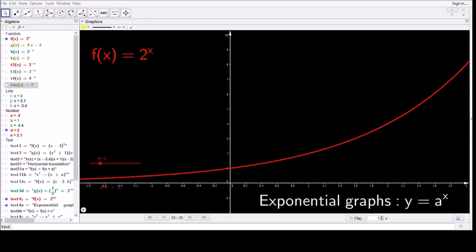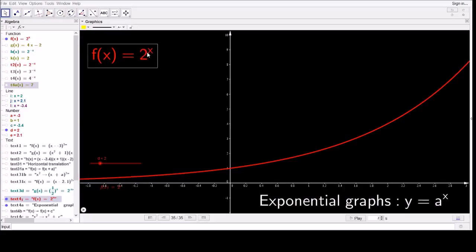In the first part of the lecture, we'll have a look at some graphs of exponential functions. An exponential function is of the form f of x, or y, equals a to the power of x. a is called the base, and x is called the index, or the exponent. The graph currently displayed is f of x equals 2 to the power of x.